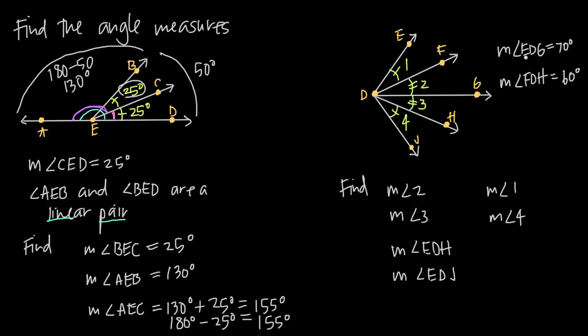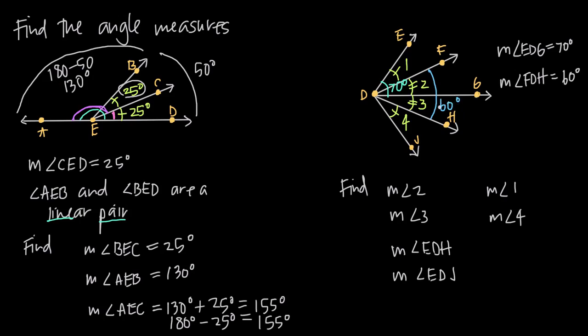So the measurement of angle EDG, this angle right here, is going to be 70 degrees. So we can go ahead and say that this angle right here is going to be 70 degrees. We've also been told that FDH is going to be equal to 60 degrees. So FDH, or this angle right here, is going to be equal to 60 degrees.